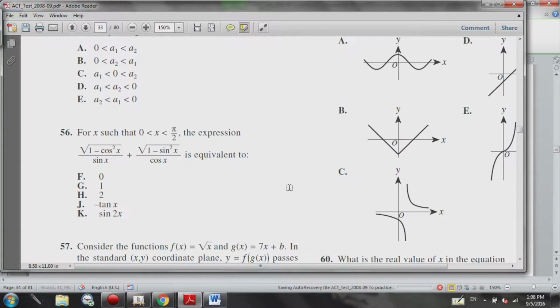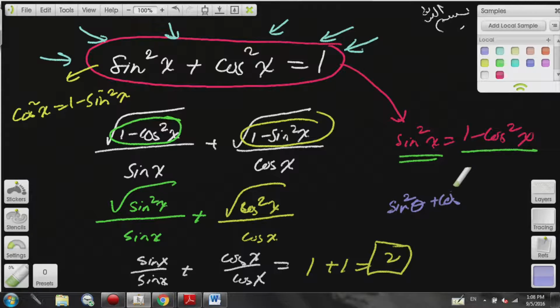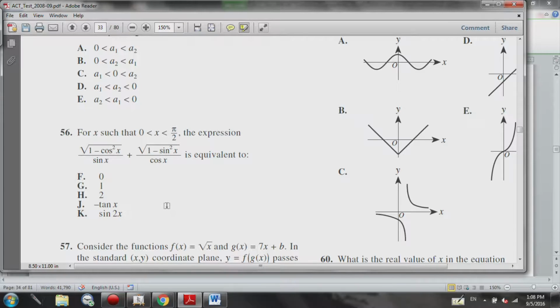So this question tests if you are able to recognize this simple, basic trigonometric identity of sine squared of x plus cosine squared of x. Sometimes, if you want to sound fancy, you can write it as sine squared of theta plus cosine squared of theta equals 1, theta being some angle. But you gotta know this, and you have to be able to manipulate this basic identity into these two forms, because you see them very frequently. Okay, that's number 56.